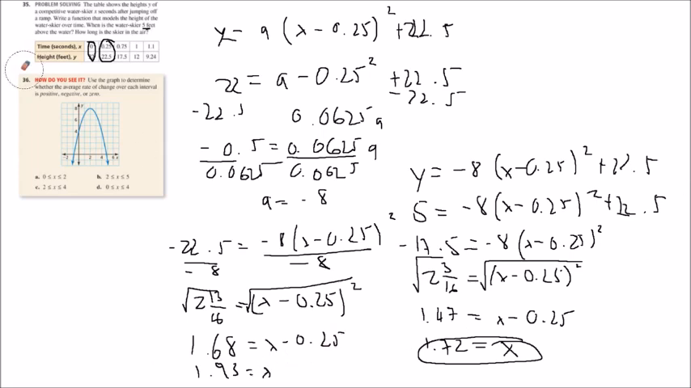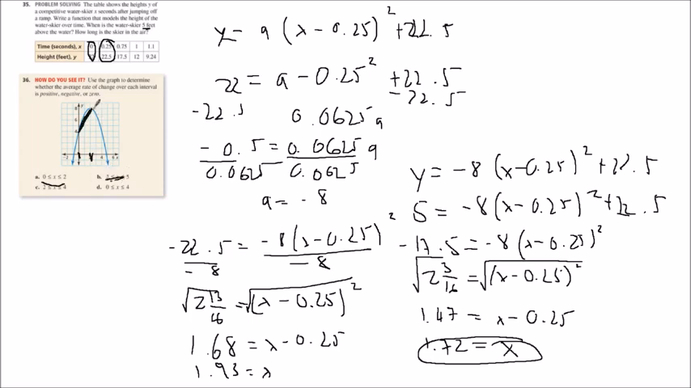Okay, last question, question 36. I don't even need to erase all of this actually. Use a graph to determine whether the average rate of change over each interval is positive, negative, or 0. It's kind of obvious enough. So from 0 to 2. Is it positive, negative, or 0? Well, it's clearly positive right here.